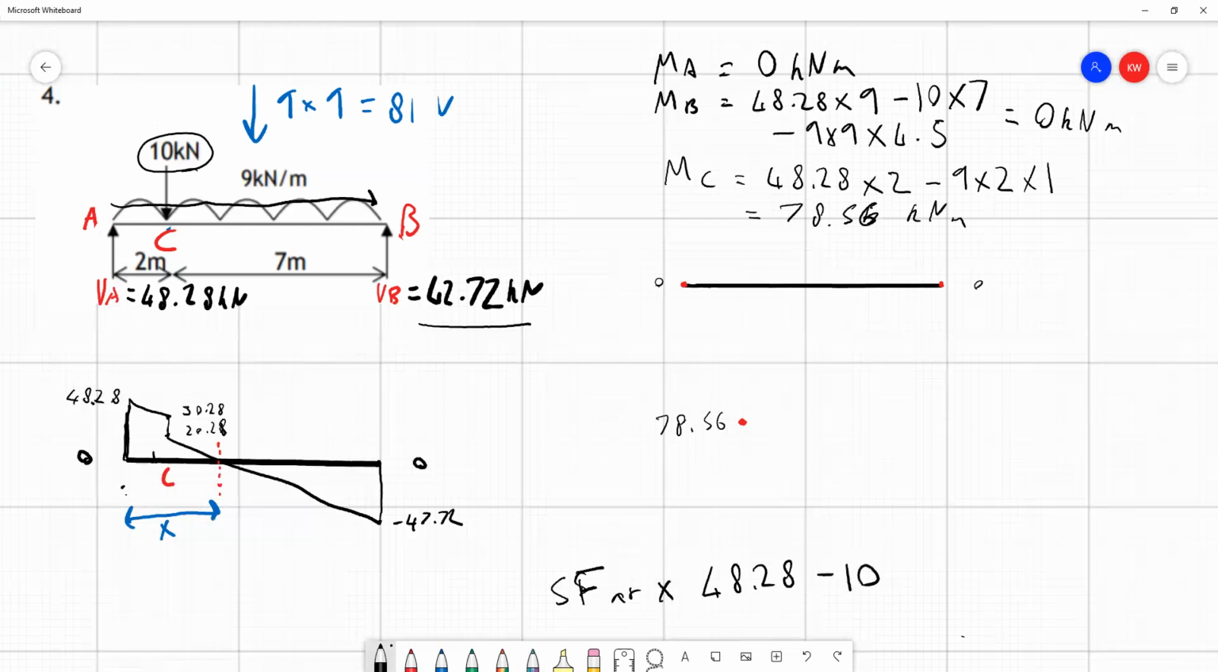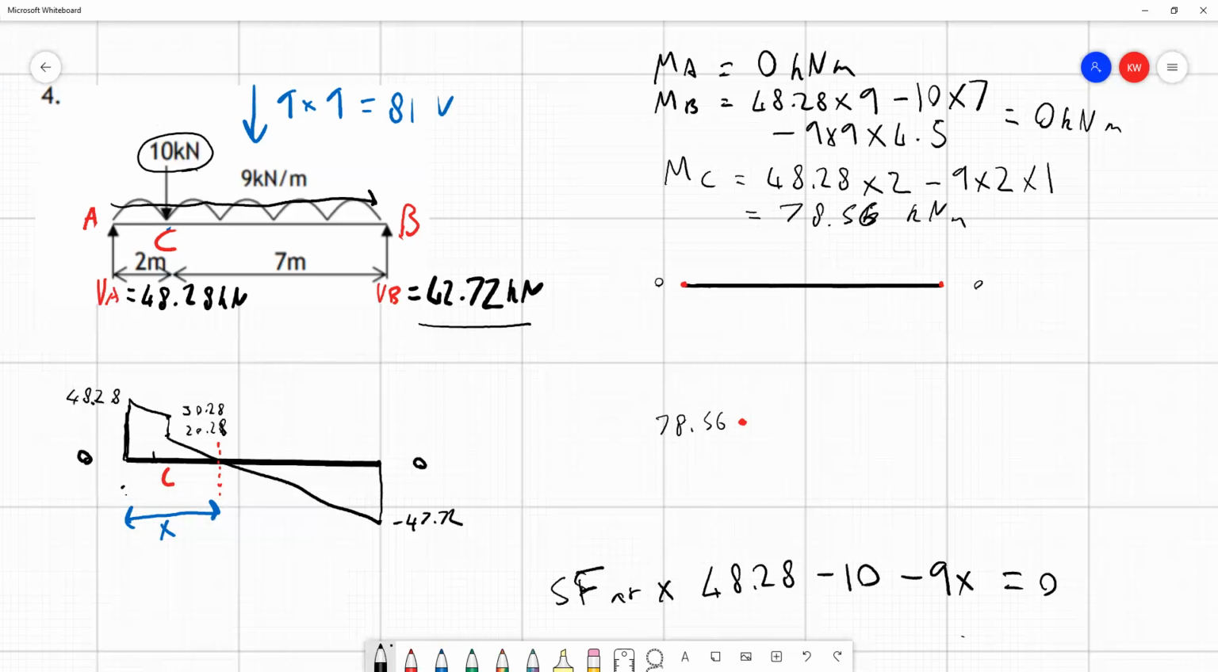And then it's going to be the UDL that makes up the rest of it. So it's going to be minus 9 for the UDL times x, so minus 9x, whatever x is. And that has to equal 0 because that's that point line. So we don't know how far along we are, but we know there's a point when we'll have taken 48.28, subtracted 10, we've got to somewhere past C, and we've got enough distance along the beam where the effect of the UDL is going to take our shear force to 0 before we pass across this line here.